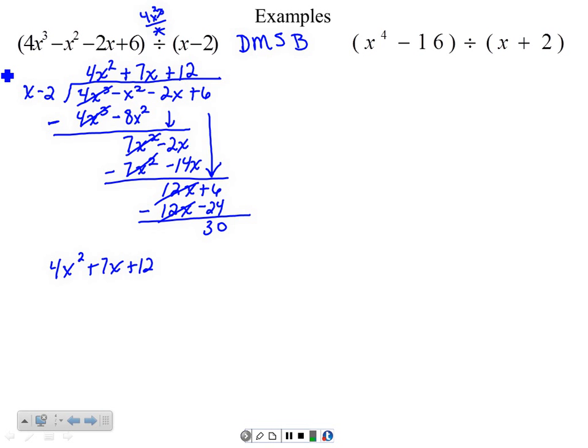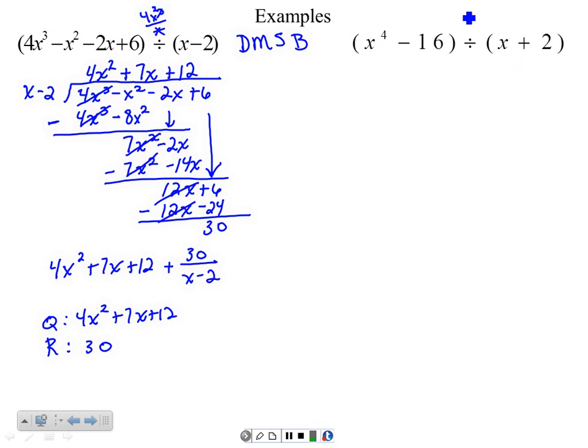And then technically you would write it as your remainder over your original divisor. But for our purposes, and like I said, this is how you're going to see it in the back of the book. But on the test, I am going to ask you what the quotient is, and you're going to tell me it's 4x squared plus 7x plus 12. And I'm also going to ask you what the remainder is, and you're going to tell me 30.